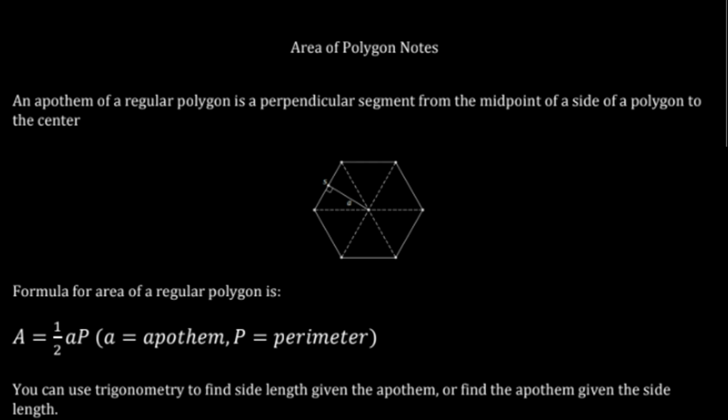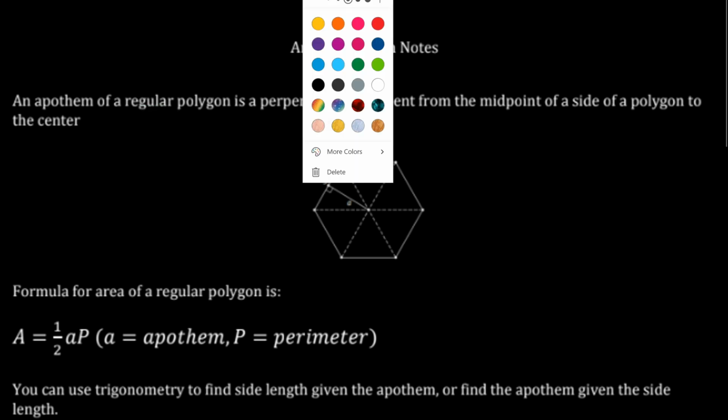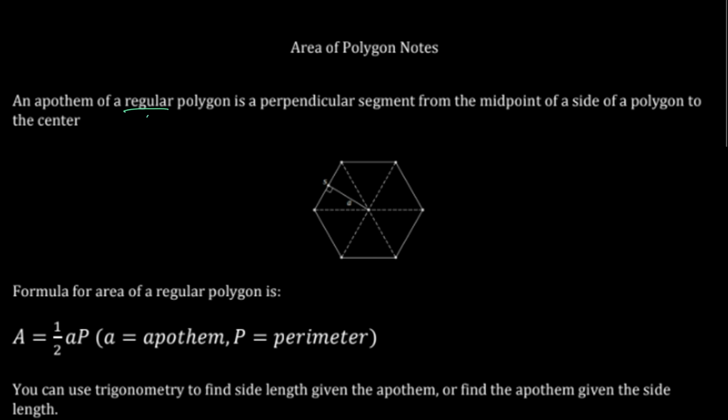Now, when we have a regular polygon, what makes a regular polygon? All sides are congruent, and all angles, yes. So when we have a regular polygon, which is all sides congruent.